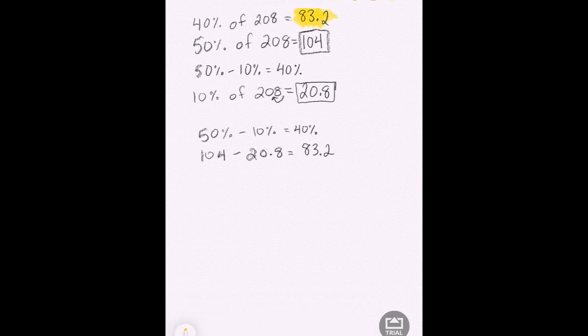This is probably the easiest strategy to solve the question because we've done lots of work with 50% and 10%. So if you're stuck on how to do these questions, this is the strategy I would say is the most effective to find the answer.